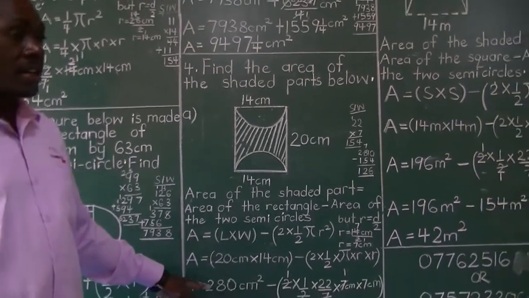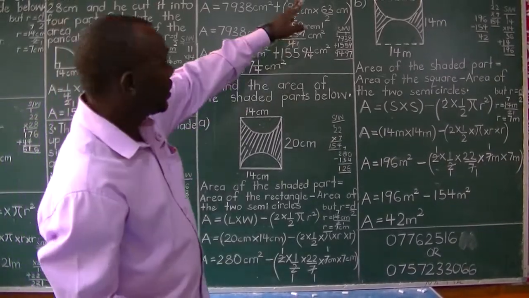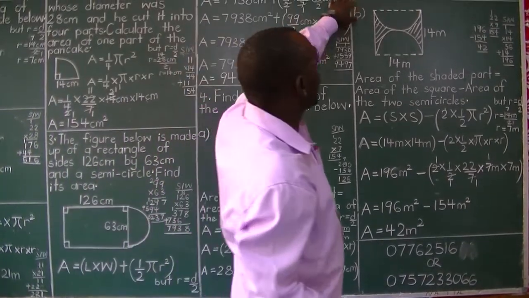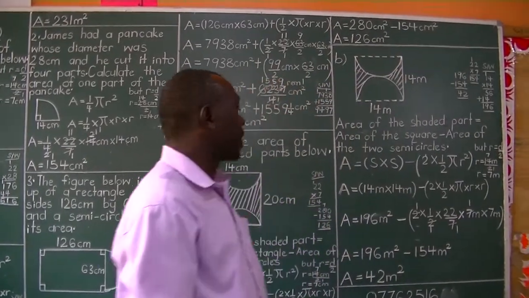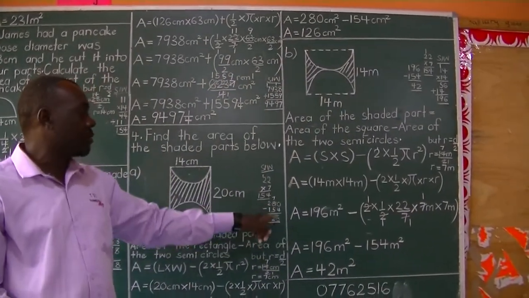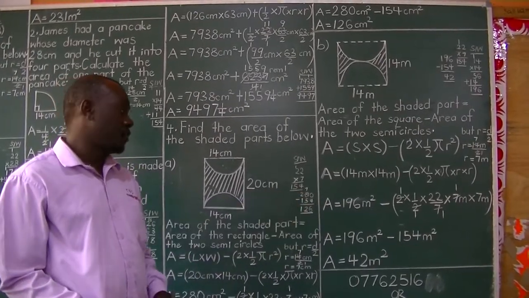And remember, I've got the area of a rectangle already as 280 centimeters squared. So do we subtract properly? That is, area equals 280 centimeters squared minus 154 centimeters squared. Now we subtract actually. So 280 on top, then 154 down.